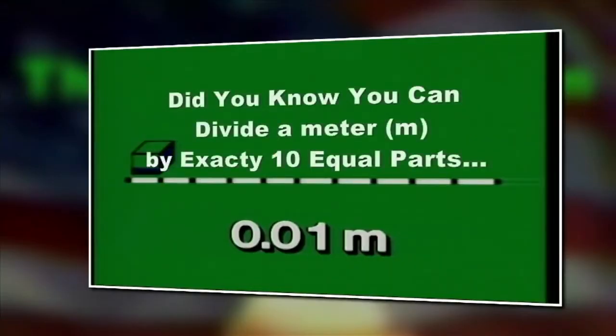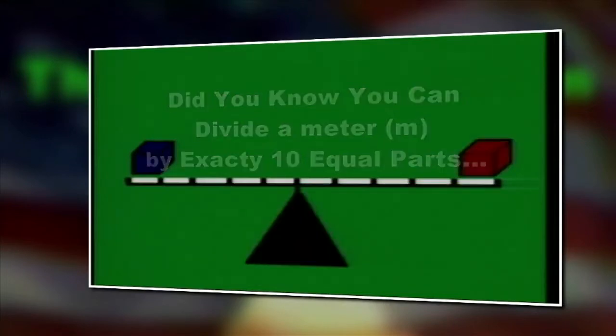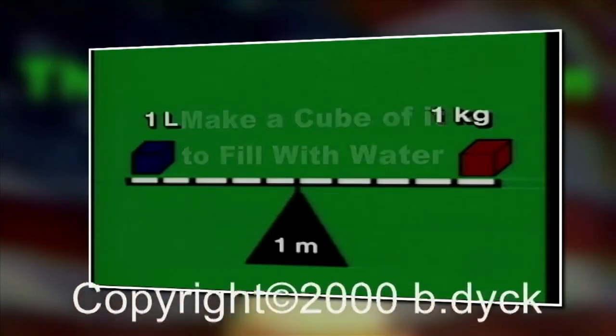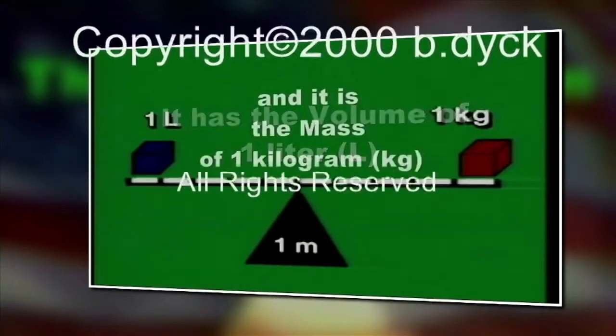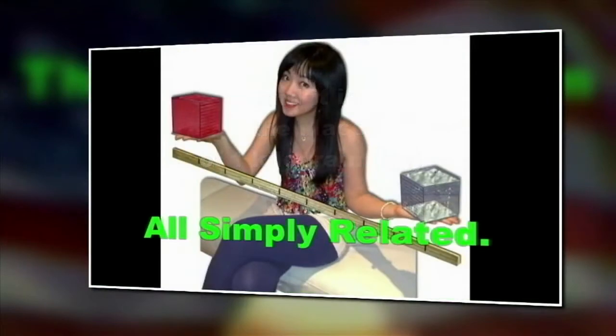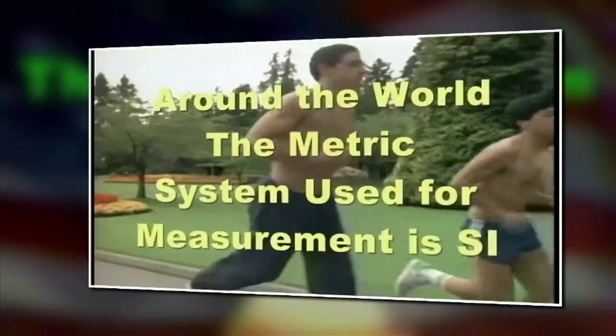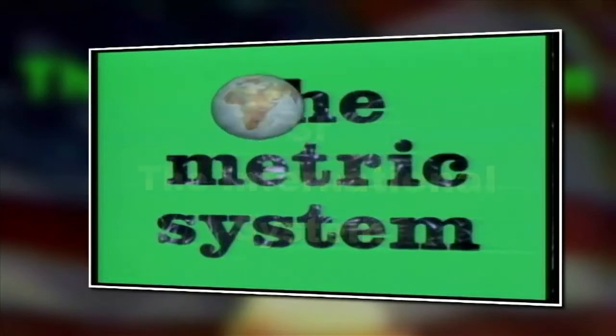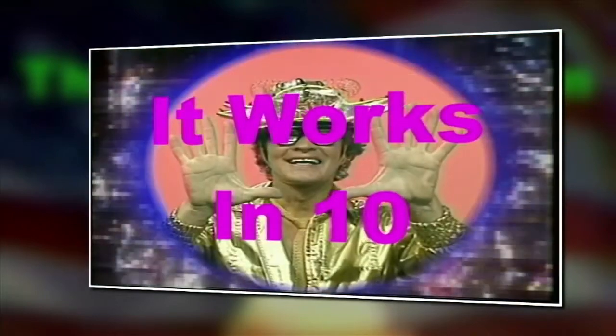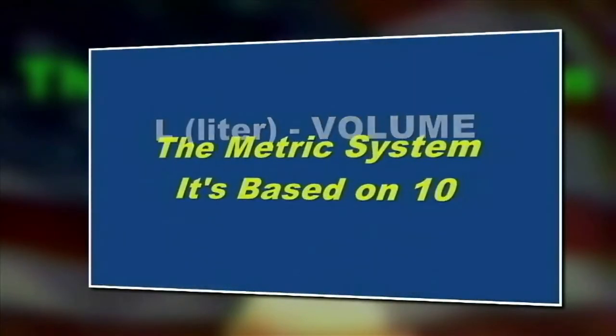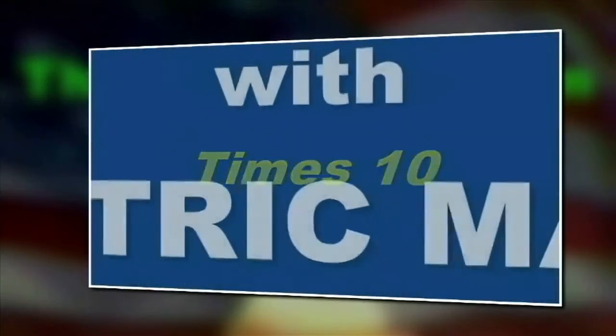Did you know you can divide a meter by exactly 10 equal parts? Make a cube of it to fill with water. It has the volume of 1 liter, and it is the mass of 1 kilogram, all simply related. At home, around the world. The metric system used is SI, the International System. It works in 10. That's how it works. The metric system is based on 10 times 10 times 10.